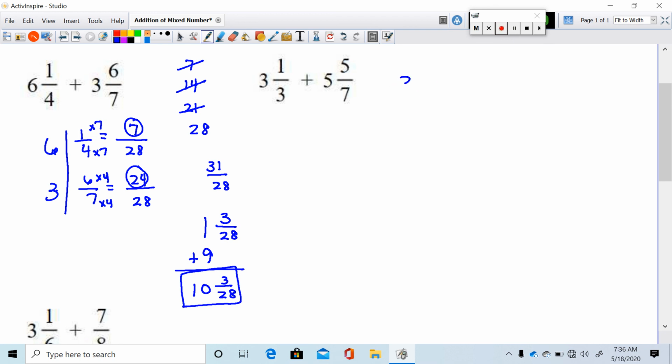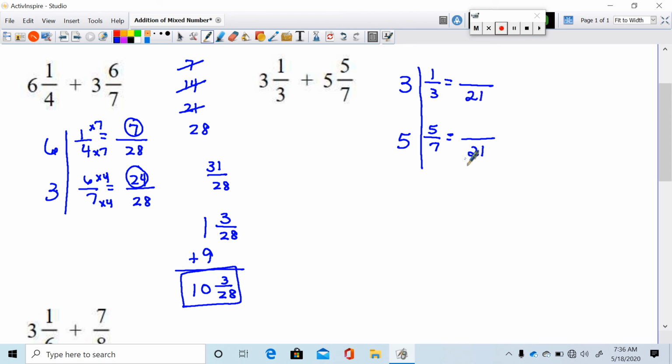So on this one I have 3 as my whole number. My fraction is 1/3. I have 5 5/7. Now a quick way to do the common denominator, but sometimes you have to simplify more when you do that, is just multiply the denominators. 3 times 7 is 21.